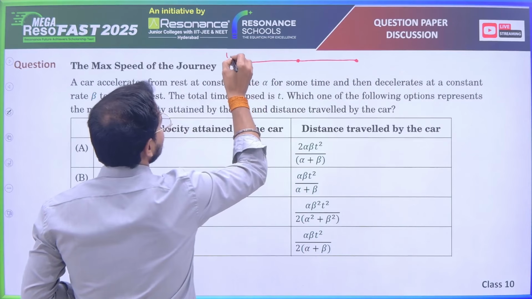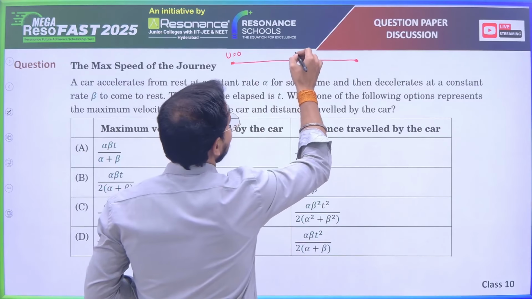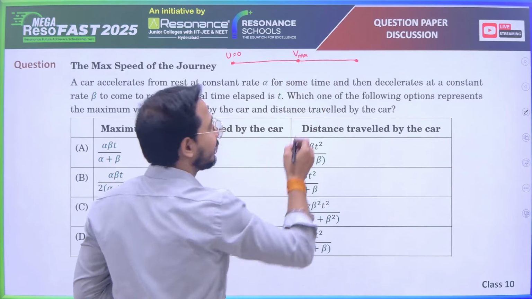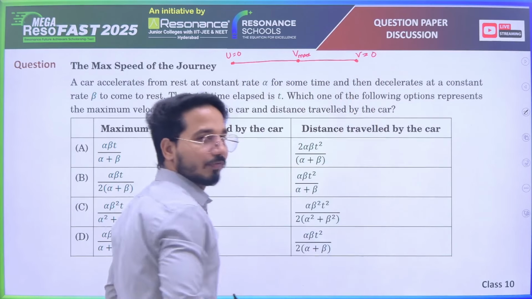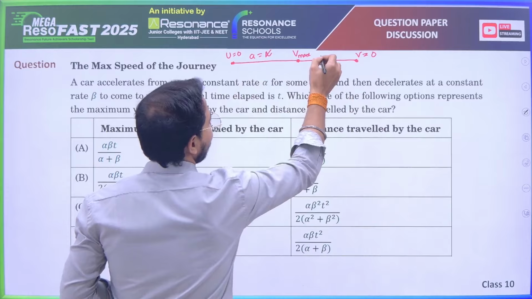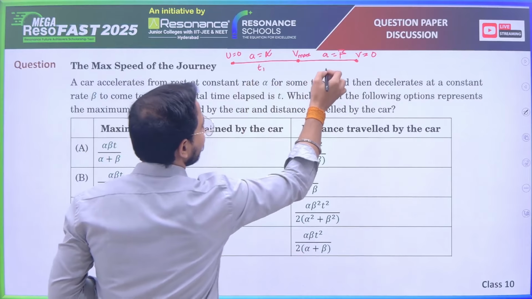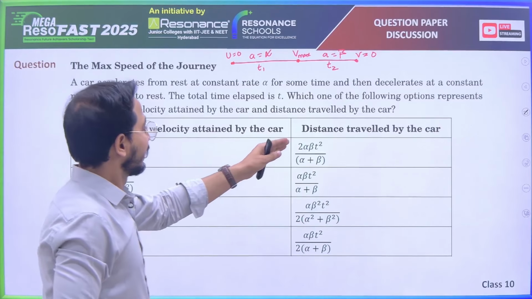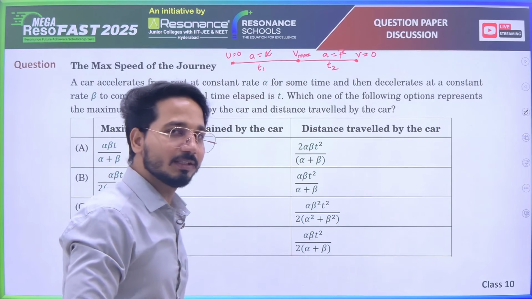So here u is equal to 0, the starting point of the car. If I take this as the maximum velocity, V max, and again here the final velocity V becomes 0. In the first part the acceleration is alpha and here the acceleration is beta. If I assume the time taken in the first part is t1 and in the second part is t2, right? Now it is asking for the maximum velocity attained by the car and the distance traveled by the car.